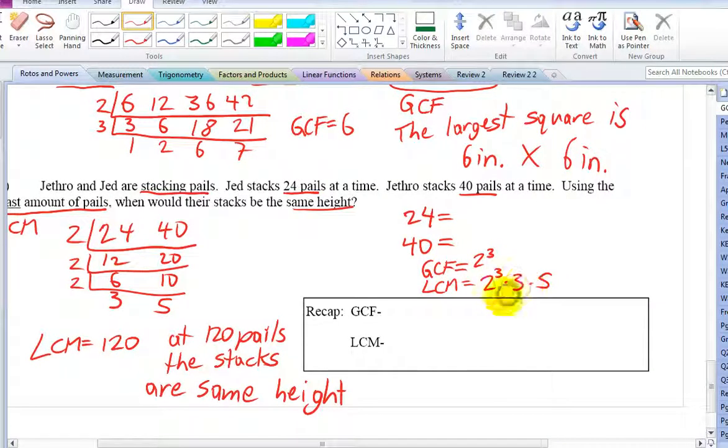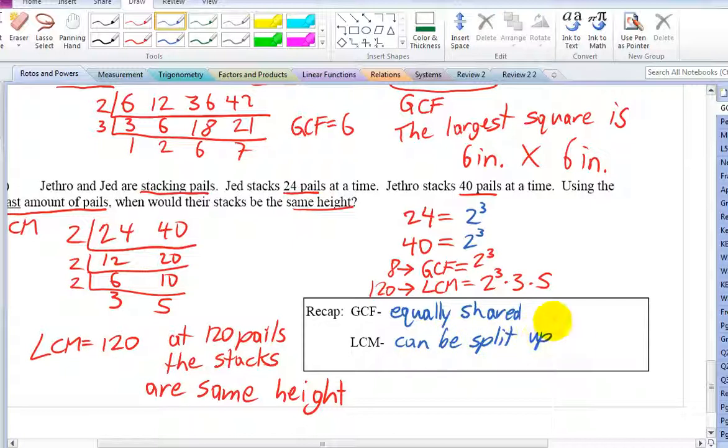So if I gave you the GCF is 2 cubed and the LCM is 2 cubed times 3 times 5, right? So say I said the GCF was 8, you would then convert it to 2 cubed. If I said that the LCM is 120, you'd convert it to its prime factorization. Now what's important to know here is that the GCF is equally shared, right? They both get 2 cubed. So the GCF is equally shared. But the LCM, okay, so the 3 can go up top and the 5 go on the bottom. So whatever's remaining needs to be split up. And that's how you can kind of work backwards to find the factors if you're given the GCF and the LCM. Okay, so keep that in mind.